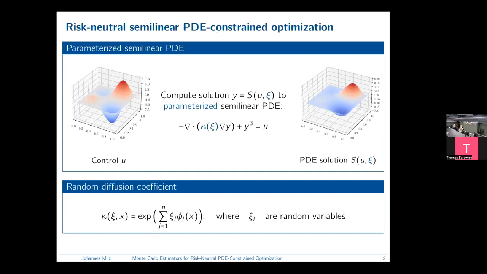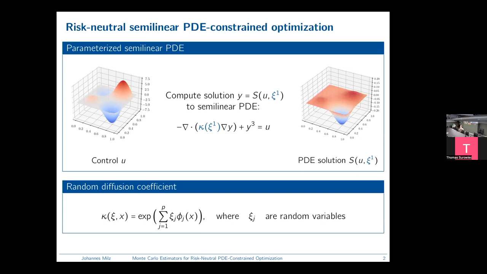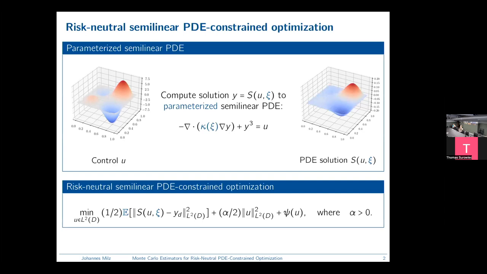In risk-neutral semilinear PDE constrained optimization, we have a parameterized semilinear PDE as a starting point. So our diffusion coefficient kappa is actually a random function. It's parameterized by some parameters, xi_j in our case, and these are random variables. Now for a fixed control, the solution to our parameterized semilinear PDE depends on these parameters. Depending on how I choose them, I get different PDE states. And then to make a decision optimally, we formulate a risk-neutral semilinear PDE constrained optimization problem.